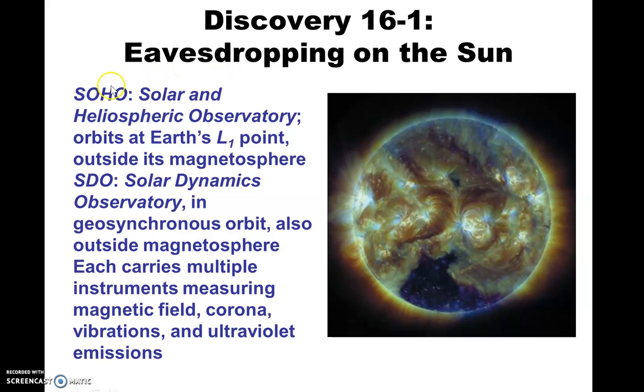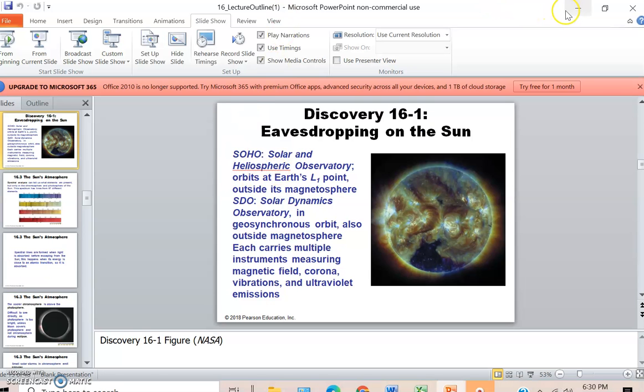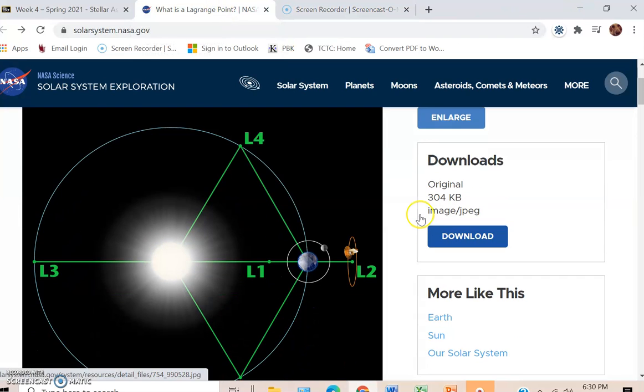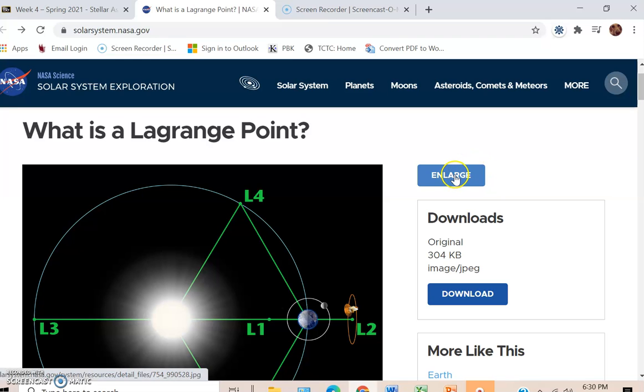All right, so we'll see a little bit of that. SOHO is a very famous satellite that has been in orbit and looking at the sun for a very long time. In fact, let me talk about this L1. That's the first Lagrange point. I just want to make sure that you guys have seen that. Yeah, here we go. Here's a nice picture of a Lagrange point. This is from NASA's website here. Let's see if I can enlarge this.